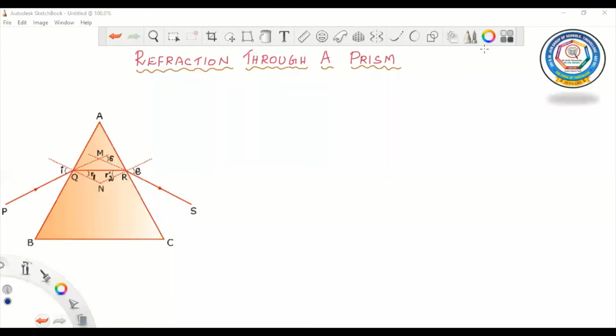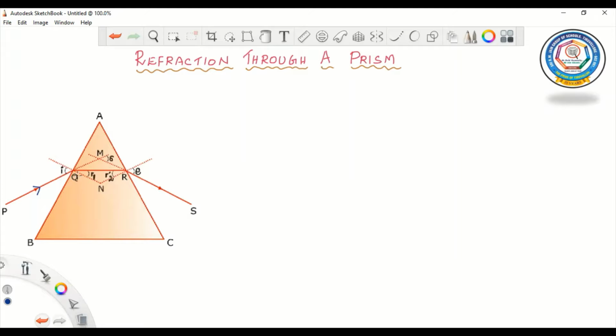Now, let us discuss refraction through a triangular prism. Consider a ray of light PQ. So, the ray of light PQ is incident on the face AB of the prism at an angle of incidence I.